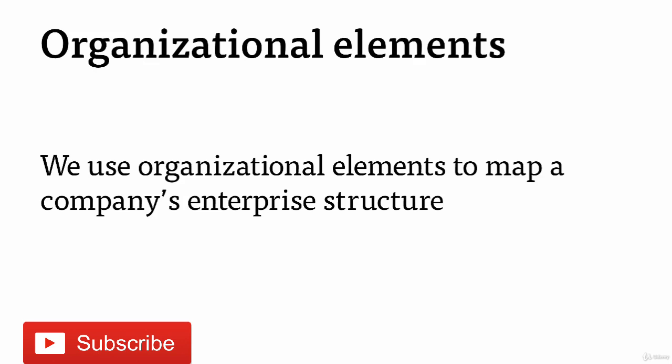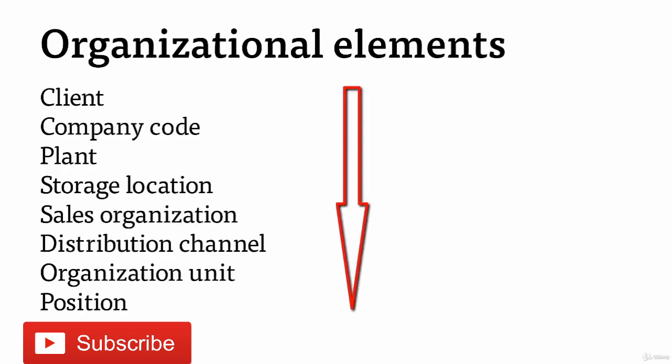While defining organizational elements, remember they define the structure for how data is to be entered, tracked and extracted from the SAP system. The possible organizational elements from the highest to lowest level are client, company code, plant, storage location, sales organization, distribution channel, organization unit, and position. And in the coming slide, I'll explain the detailed relation between these.